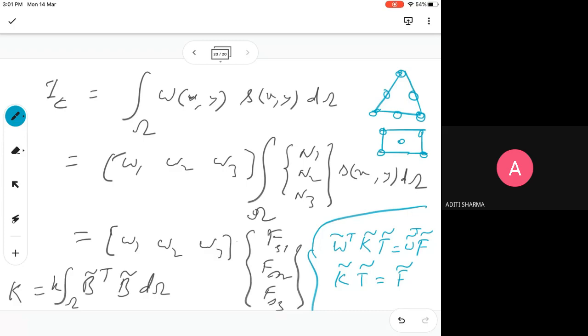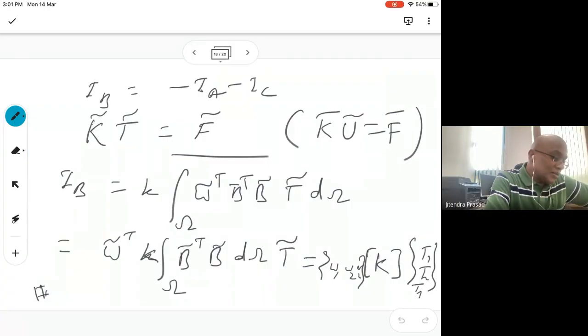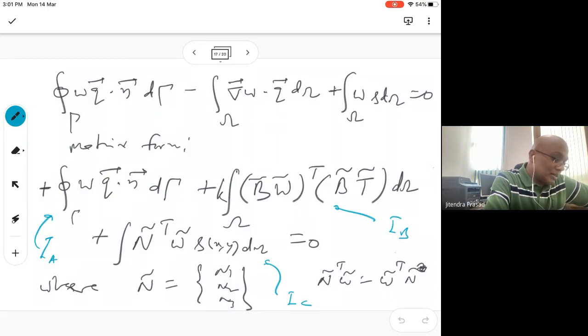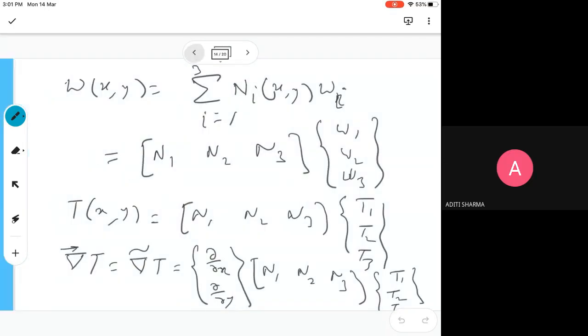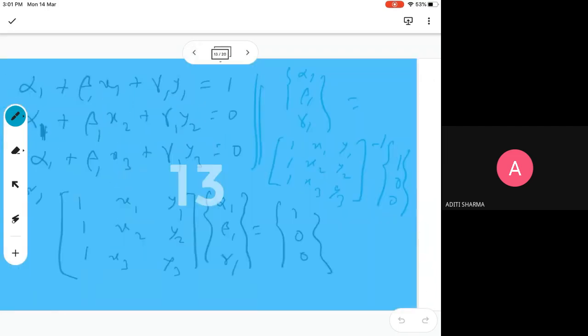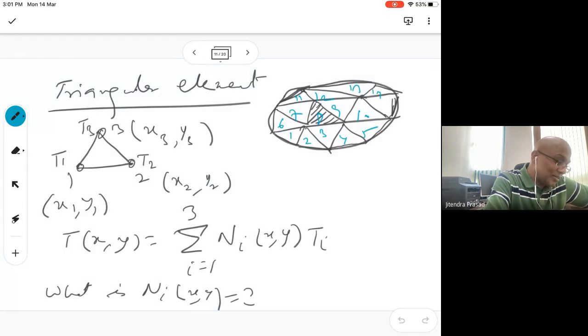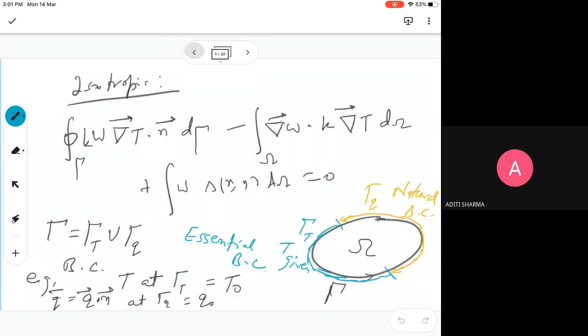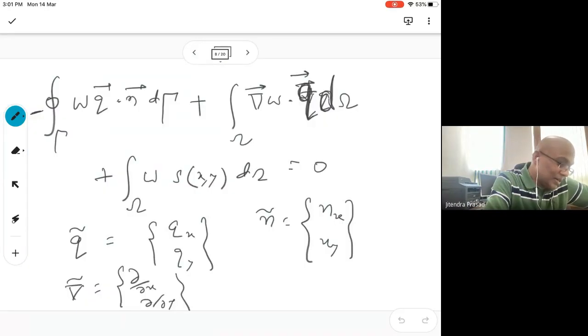Sir, in the Pascal's triangle, how did you decide to take only 1, x and y? The rule of thumb is you start from 1. The top one you have to take. No, sir, I mean you only went till linear terms. You are asking why we took only 3? Yes, sir. Right. Okay.